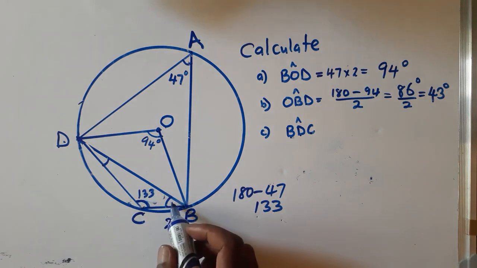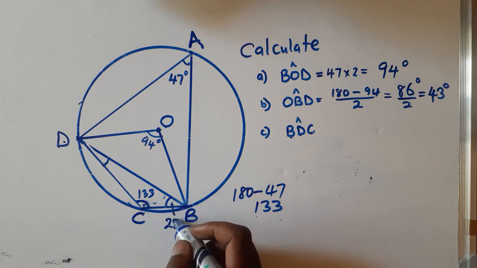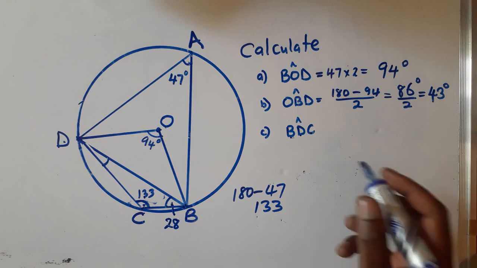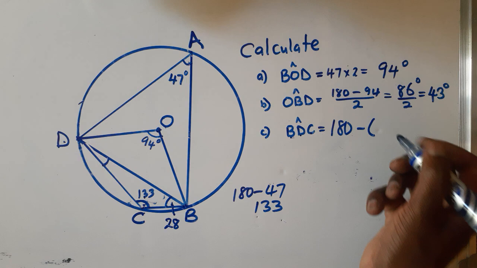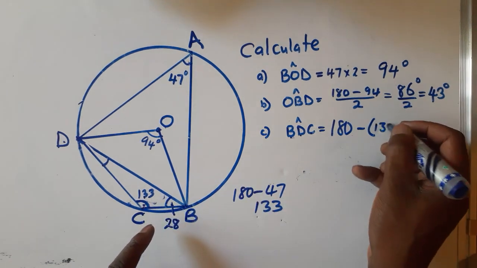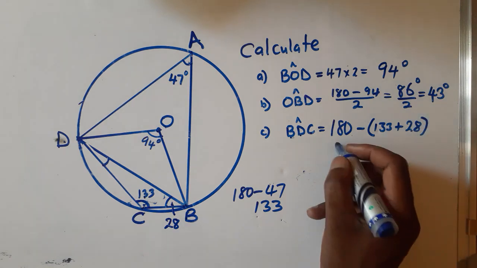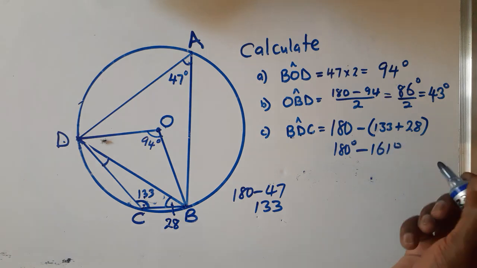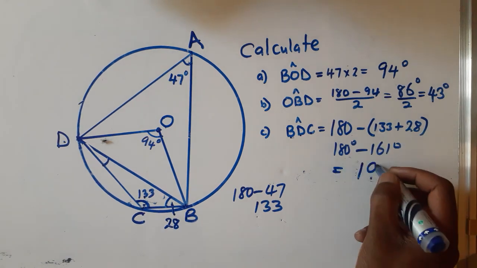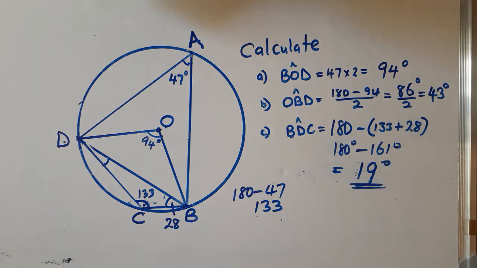After we know this angle, we have two angles in a triangle, so we can add this angle to this one. So we say 180 minus these two angles added together, 133 plus 28, in brackets. So we have 180 degrees minus 160. What are we going to get? 19. This is going to be our answer. It was as simple as that.